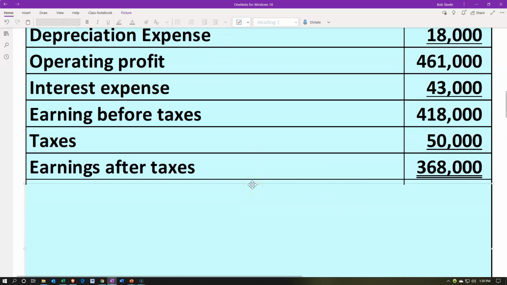But anyways, then we have the earnings after taxes, which is going to be the earnings before taxes minus the taxes. That gives us the earnings after taxes. This is the bottom line. This is the net income. This is what you want to think of as the bottom line of the income statement.